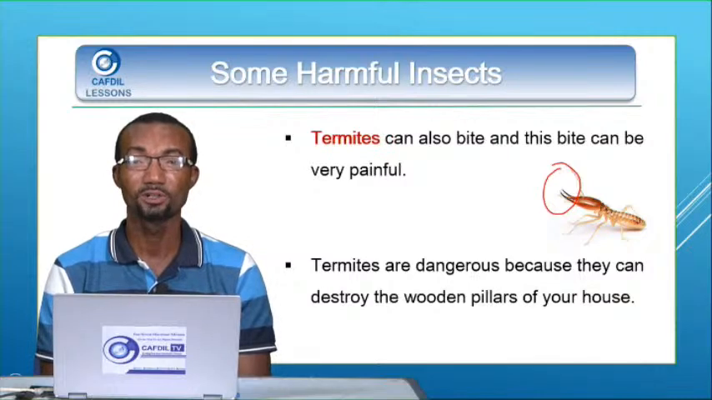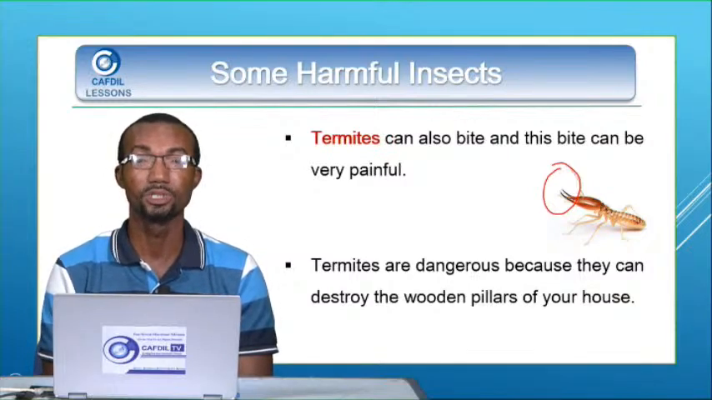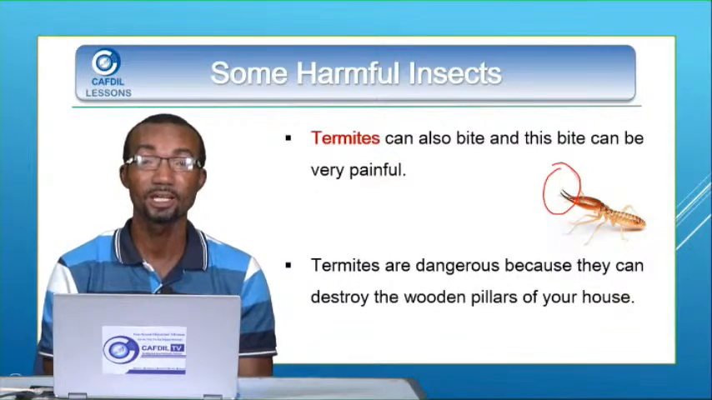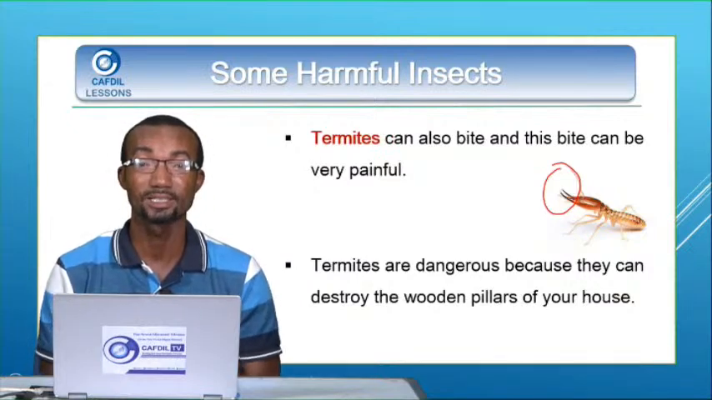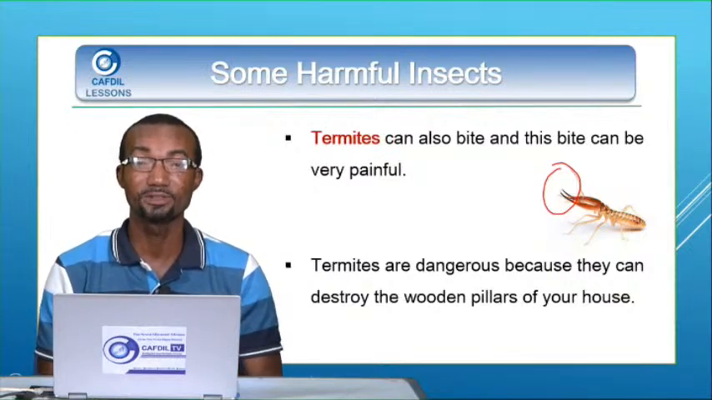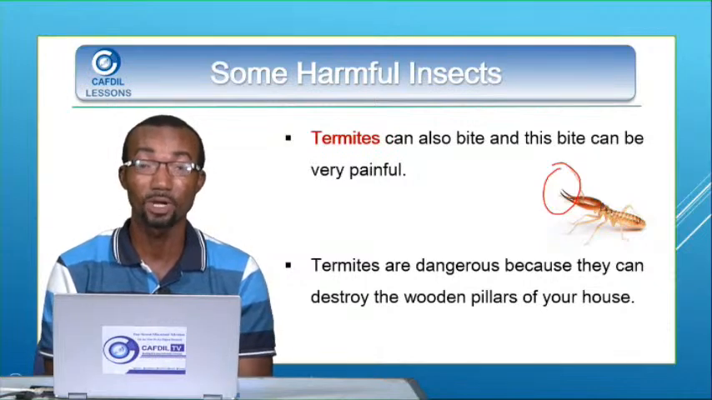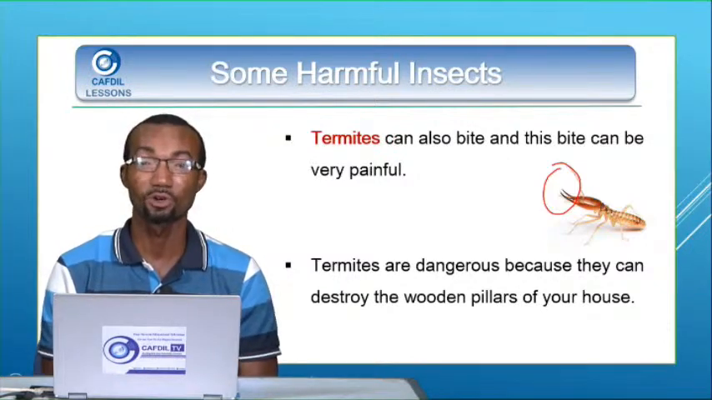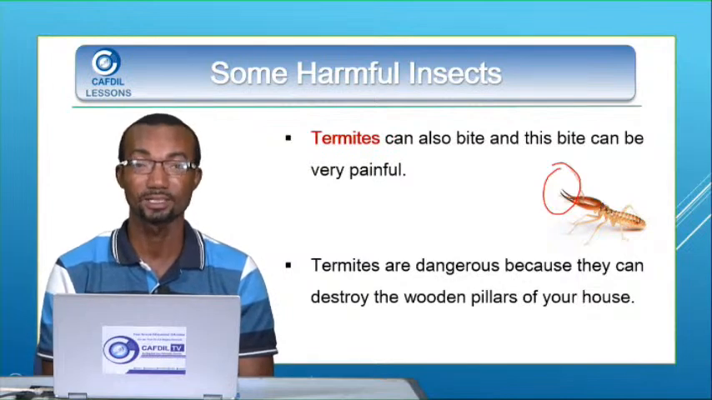Termites are also dangerous because they destroy wood. Termites destroy wood. So if you are not lucky, they can destroy all the wooden pillars of your house. Your chair might be there, and you might not know that the chair is infested with termites. You will sit on it one day and it will all scatter because they have destroyed the pillars of that chair. So termites are also dangerous.